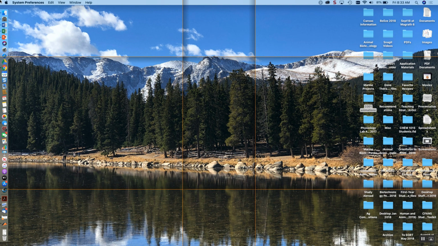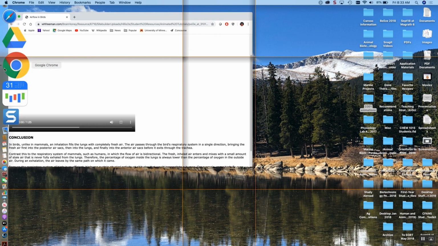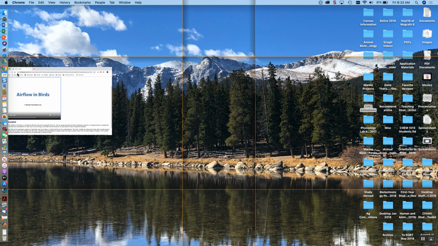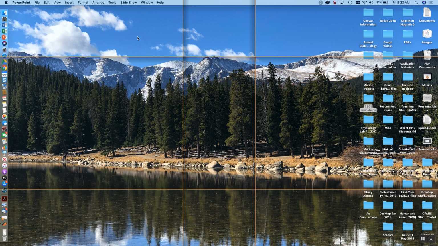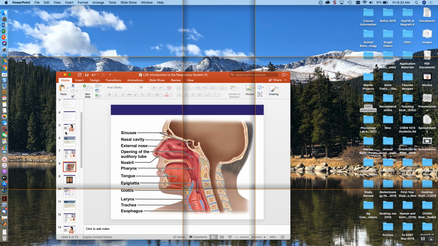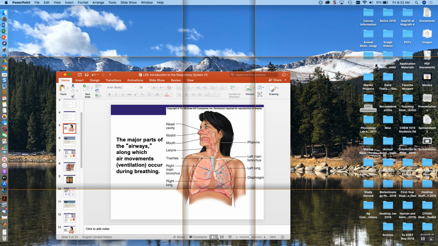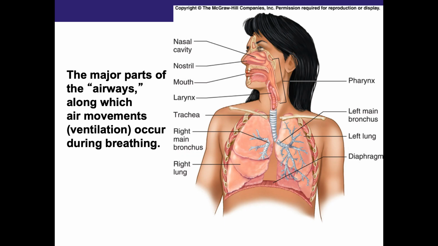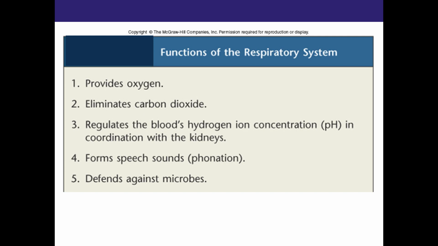All right, so let's continue on. We will have a Top Hat question today. Okay, so we're going to start with Intro to Respiratory. This is where we left off last time. We actually talked about the base of the respiratory system, and I went through the functions of the respiratory system in the last few minutes of Wednesday's lecture. So here's where we're going to start off.